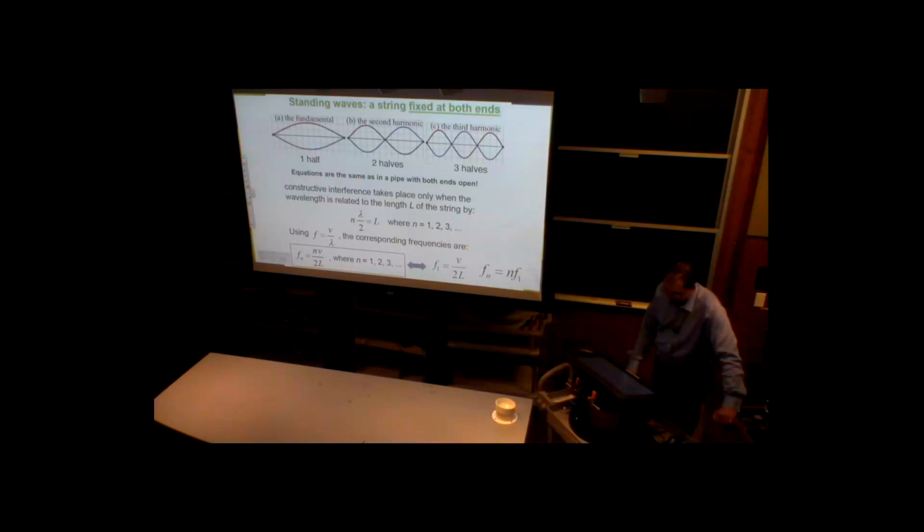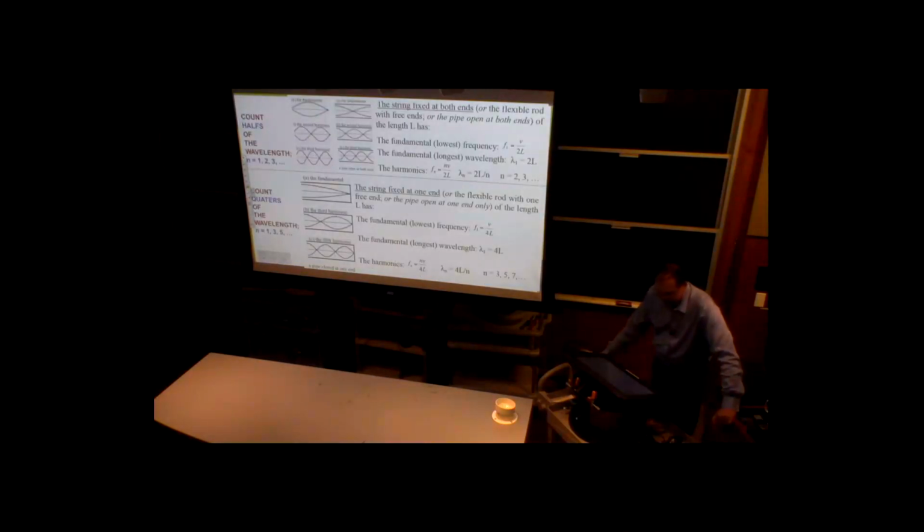Same set of equations as we derived yesterday, but a different set of modes is generated when one end can't move, is fixed, and only the second end is free to move. So in that case, to generate a stable standing wave, we should excite modes which have an odd number of quarters of wavelength inside that tube or pipe. And this is just a summary.